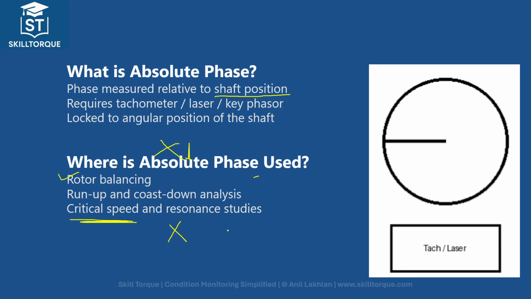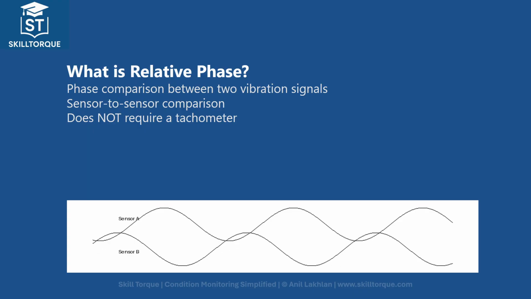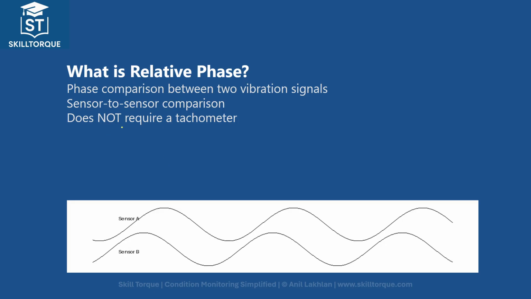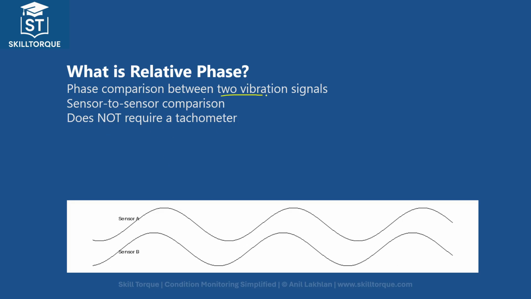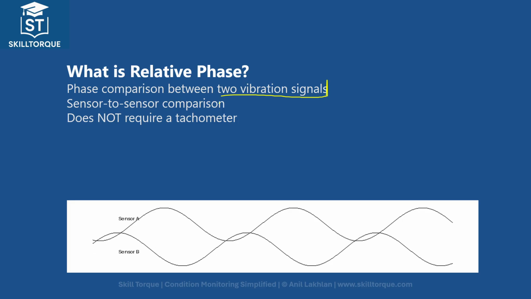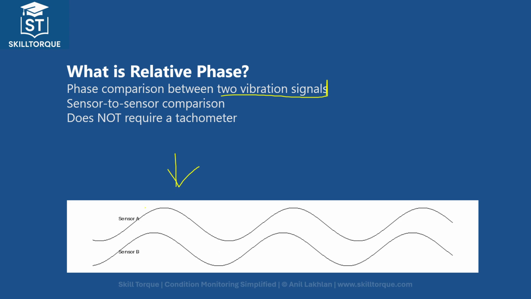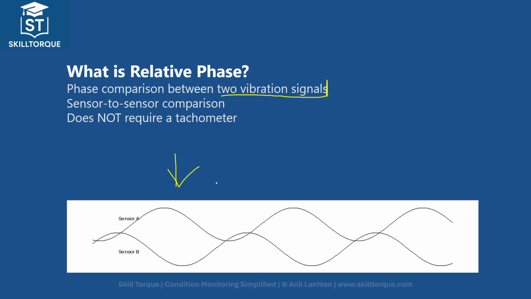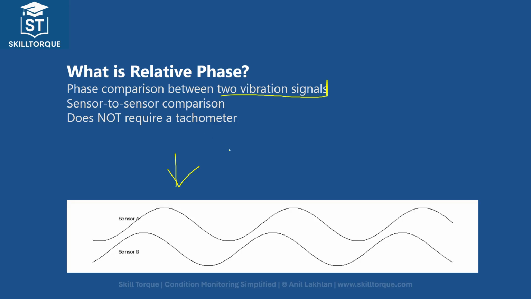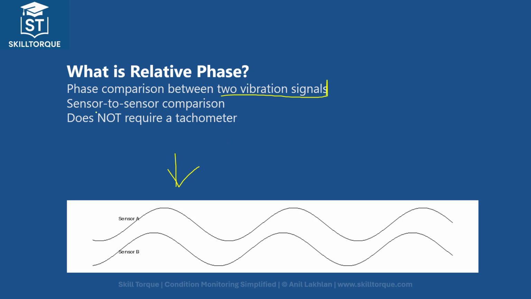So now the next one is the relative phase. This type of phase is mostly used by field analysts. Why? Because it's a comparison between two signals. So what is the relative phase? Relative phase means a comparison between two signals. Here you will be needing two sensors. Let's say one is sensor A and another is sensor B, right?